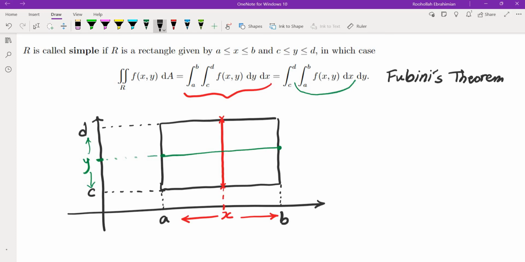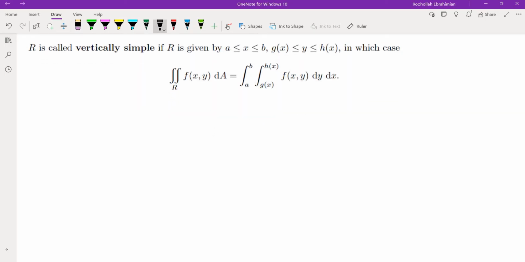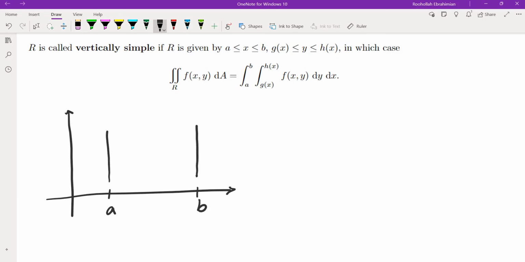If you have a region that is vertically simple, which means x is between two constants, so x goes from a to b, from here to here, and y goes between two functions, so you would have a bottom for the region and a top for the region. If we have that, then we can also write it down as an iterated integral. Let's say the bottom is y equals g of x, and the top is y equals h of x.